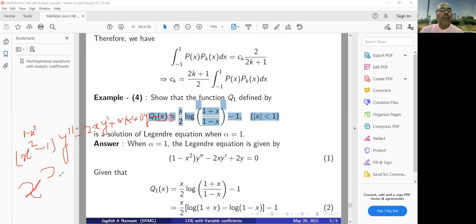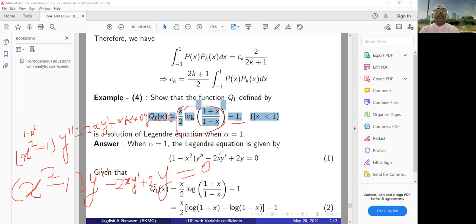If you take alpha equal to 1 here, that gives x square minus 1 into y double dash minus 2x y dash plus, taking alpha equal to 1, this is 1 into 1 plus 1, so this is simply 2y. So this function q1 of x, which is given by x by 2 log of (1 plus x upon 1 minus x) minus 1, is a solution of this equation. That is what we have to show.